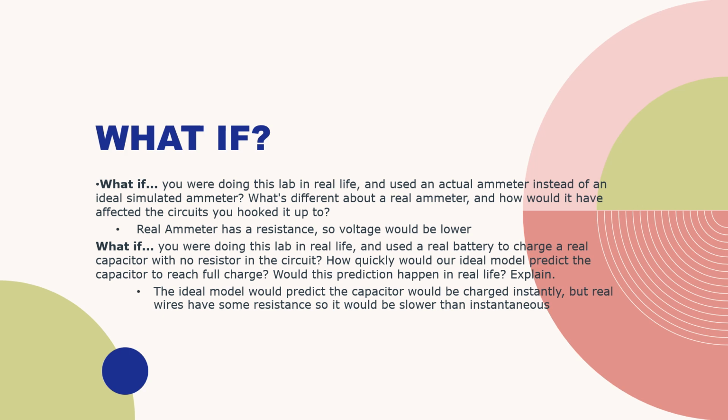The ideal model would have our capacitor be charged instantaneously, but a real wire has some resistance to it. In our simulation, our wires had 0 resistance, so in the formula, there is no time to charge the capacitor because there is no resistance. But because wires in real life have resistance, there would be some amount of time, and it would be slower than our expected result based on our simulation.